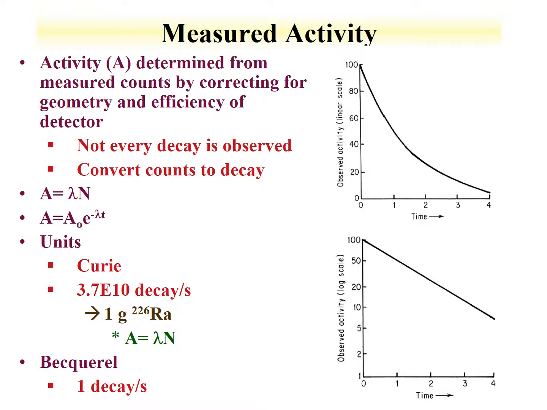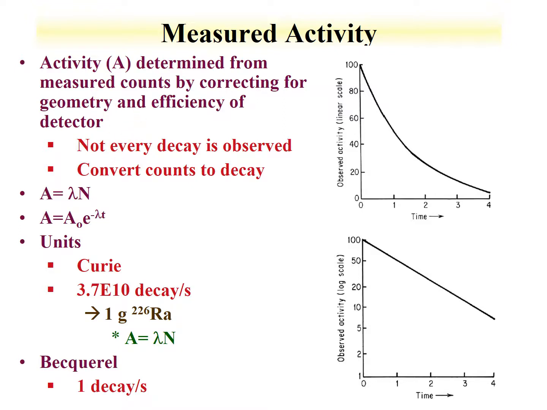We've already mentioned activity, and we showed how we generated this equation. Activity equals lambda n. Well, we know that the activity can be measured in the laboratory. Now, in our detector, not every decay is observed, so what we measure on a detector is counts. I have so many counts per second. And by knowing the efficiency of the detector, and it's usually at the energy that one is measuring the particle, you can determine activity.